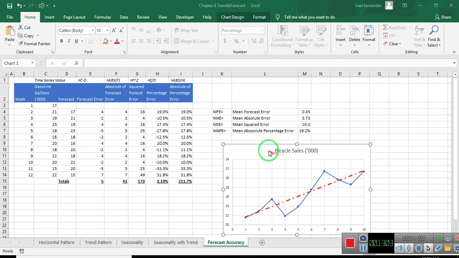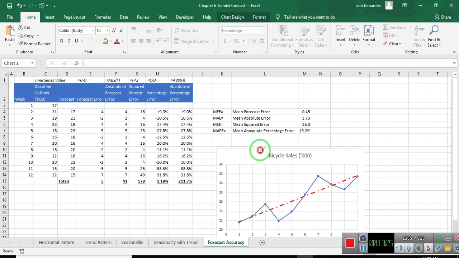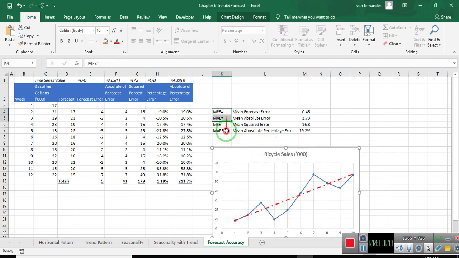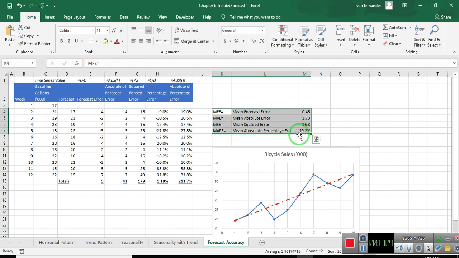As a summary of your forecast, we have 4 metrics, pretty standard in the business, used for different purposes. Everyone has a particular one that they like. Personally, I will rank them the way they're here, in descending importance. This one being the least, this one being the most.